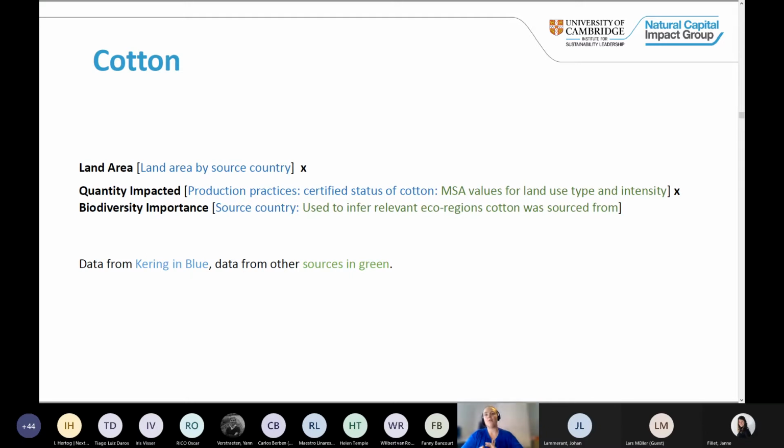So I'm just going to show the nitty-gritty detail of how we've taken KERING data and run that through the biodiversity impact metric. First up, we have cotton. Here we have the biodiversity impact metric equation showing where KERING have been able to provide information, that's the text in blue, versus where we have input coefficients from elsewhere. KERING was able to provide us with an estimate of the land area directly. They had information about the production practices, and they were able to trace their supply back to the source country. Next slide.